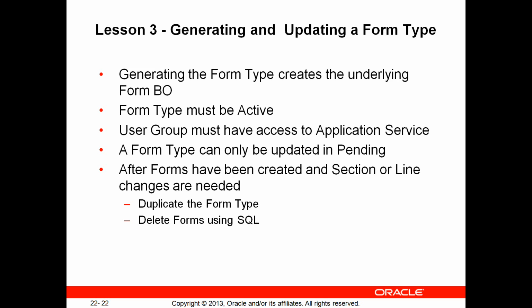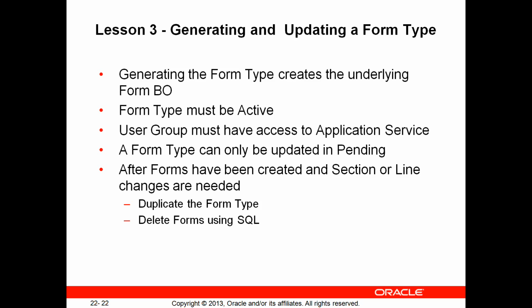So what have we learned in this lesson? We've spoken mainly about how you generate the form type, and the generation of the form type is what creates the underlying form BO. The whole beauty of the form type is that you do not actually have to go in to create your underlying form BO. It's the form type itself that creates it, and it's the generation which does that. When you hit the generation button, that's when the underlying form BO, the user interface for the form BO, and all the logic around the user interface is created.